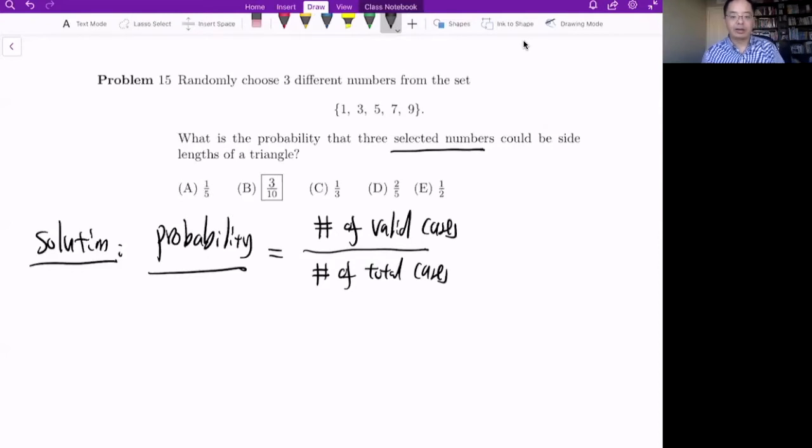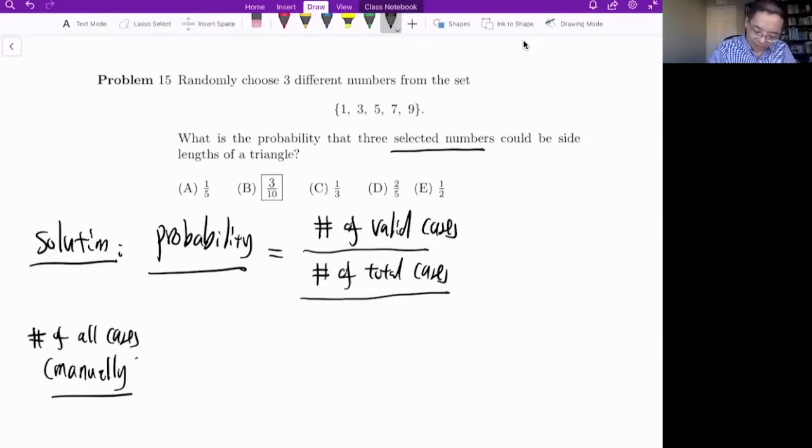Okay, so here, let's first figure out the number of total cases. That means I have 5 numbers, I randomly choose 3, what are all the possible combinations? Now, there is a formula to calculate that, but for now, let's not worry about the formula, we'll just do it by hand, manually. So what's the number of all cases?